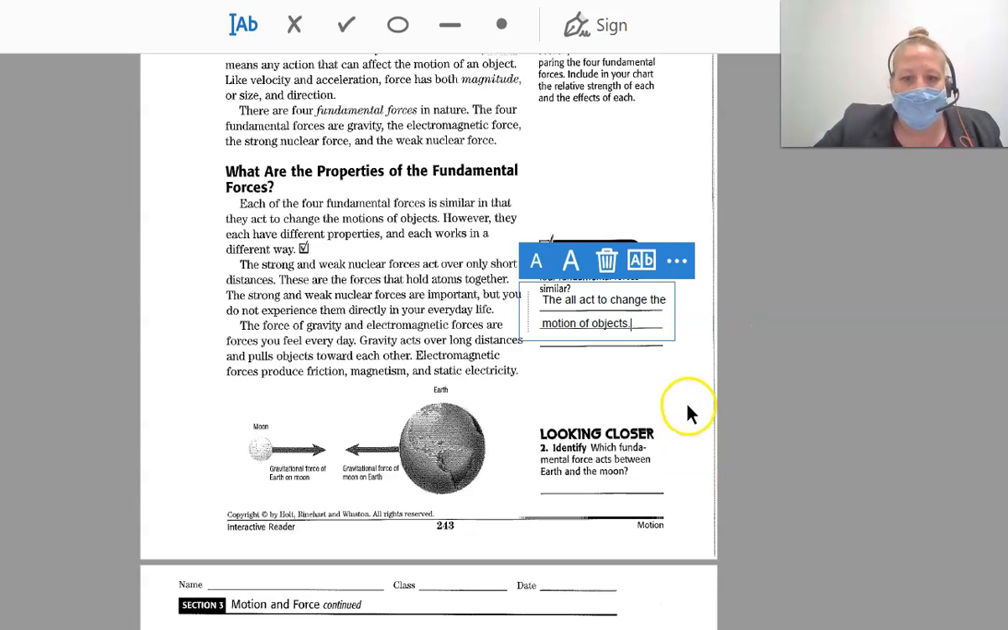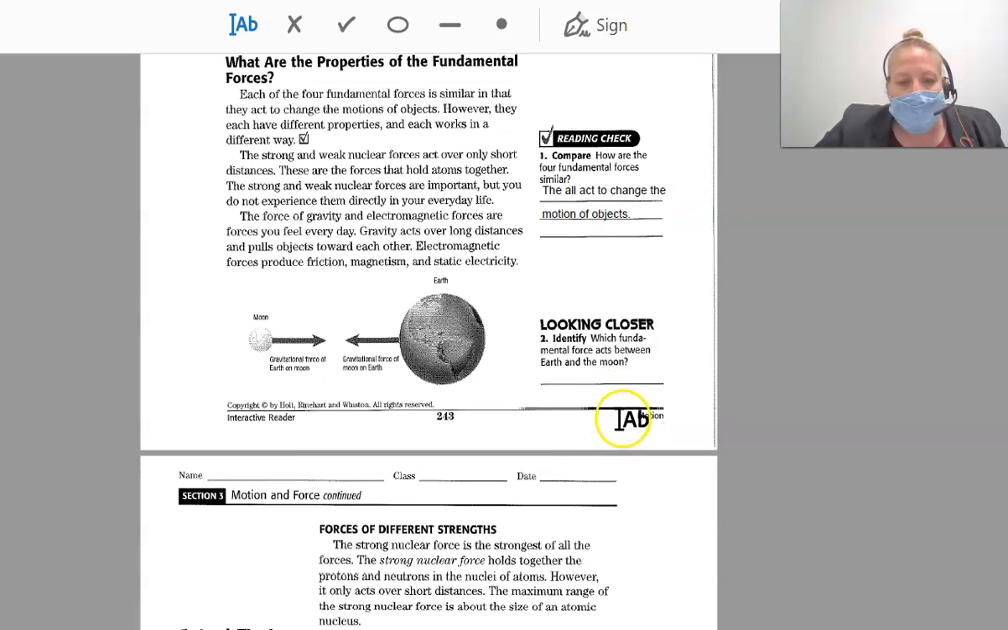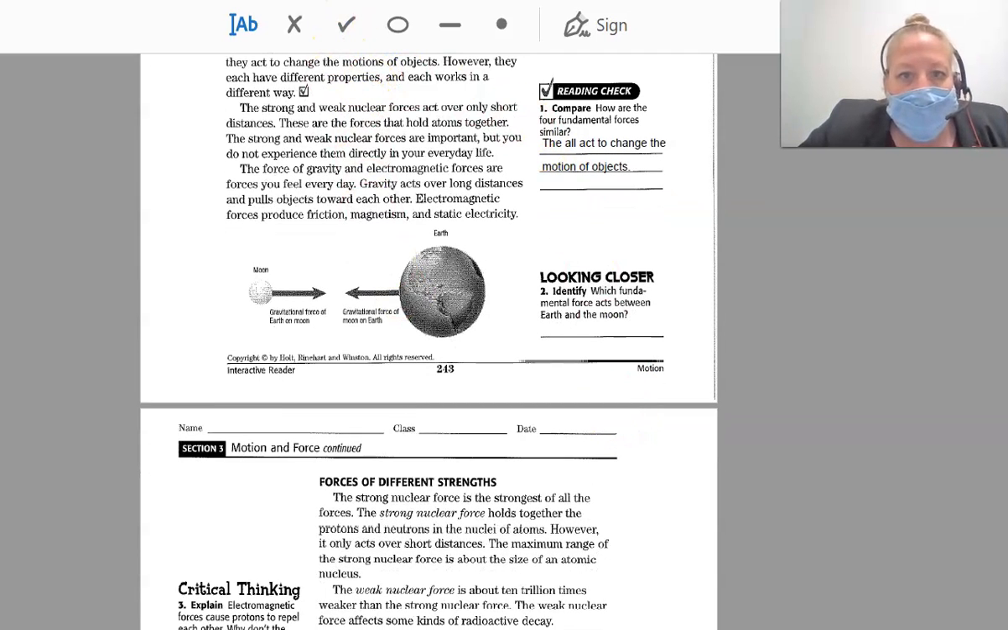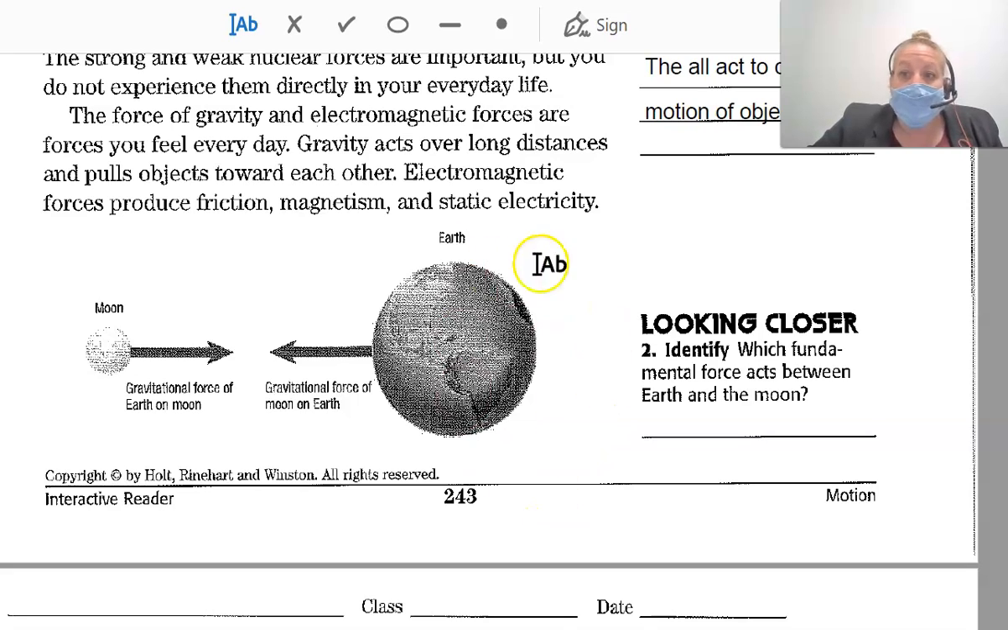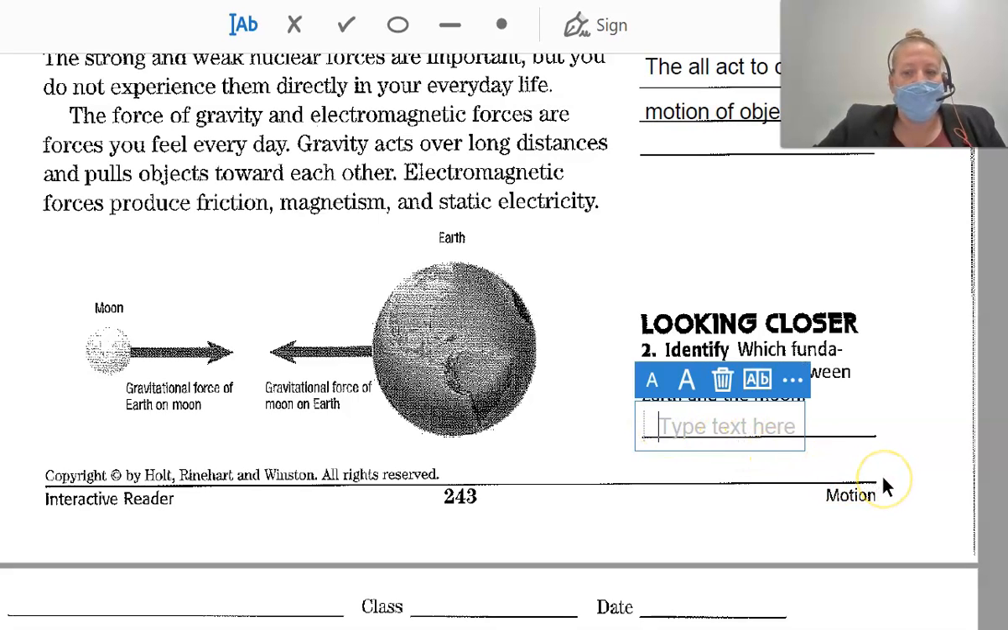Okay, so let's look closer here. Let's see, maybe I can increase this a little bit. We've talked about this before in the past. We have the Earth and we have the Moon. There's a gravitational pull from both the Earth and the Moon. It's just that the Earth is larger, so it has more pull on the Moon, but the Moon is still pulling on the Earth. Which fundamental force acts between Earth and the Moon? You guessed it right, gravity.